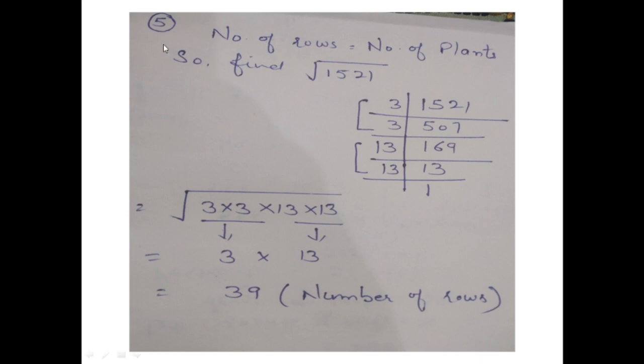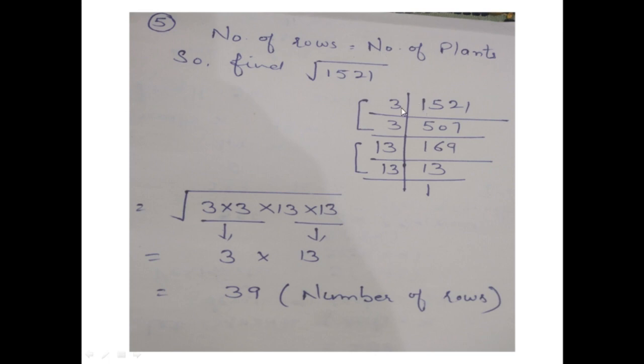This is your question number 5. The question is, a gardener planted 1521 trees in rows such that the number of rows was equal to the number of plants in each row. Find the number of rows. So here, because they have said that the number of rows is equal to the number of plants, that means you have to find the square root of the given number.